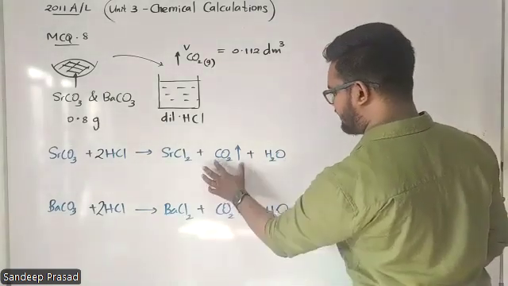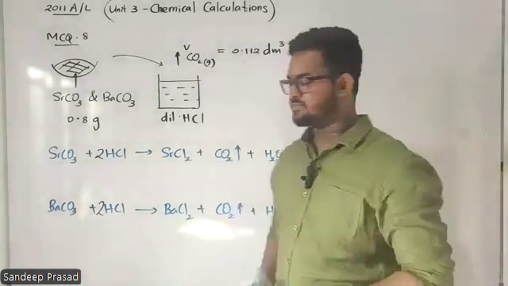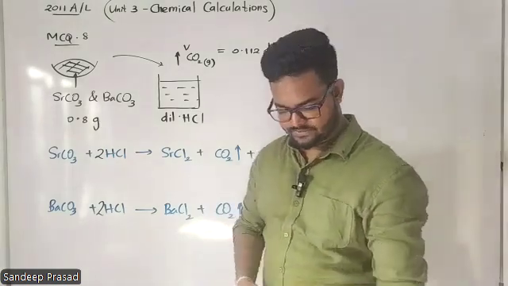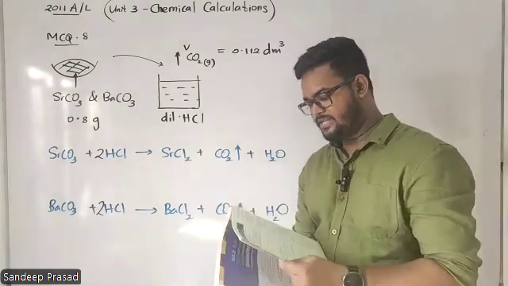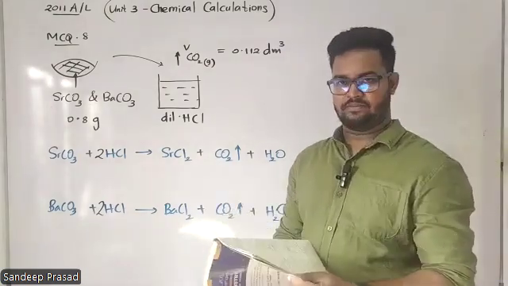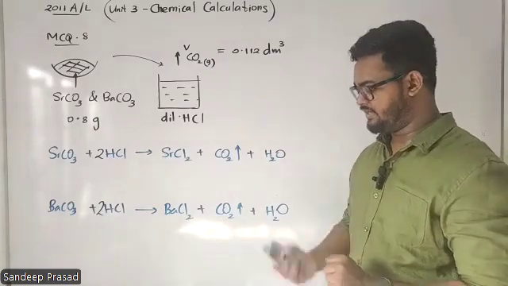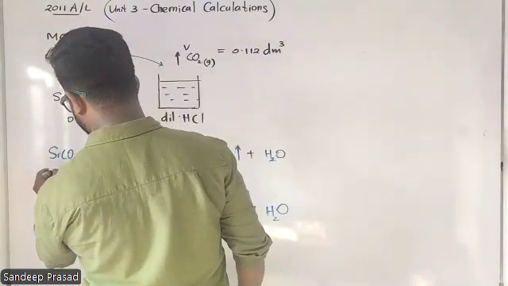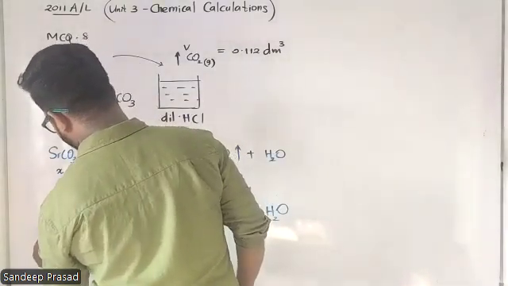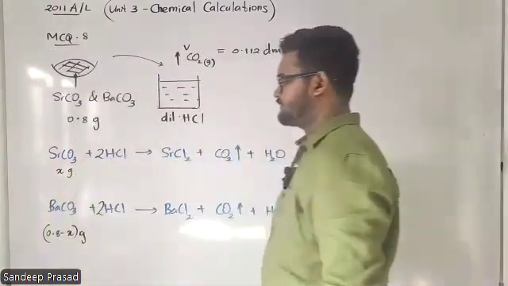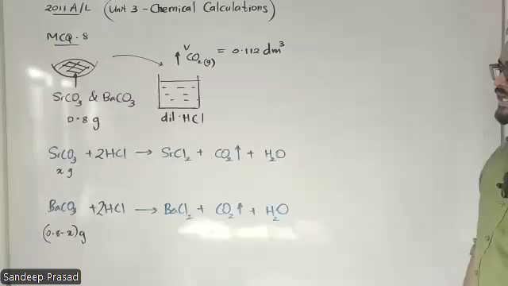Now the total volume of the carbon dioxide they have given is 0.112. And they're asking what is the mass percentage of strontium carbonate. That's what they ask, right? The mass of sample containing only strontium carbonate and barium carbonate. So therefore, students, we can say that only strontium carbonate and barium carbonate are present. So the mass of strontium carbonate, let me take that as X grams. Mass of barium carbonate is 0.8 minus X grams. Let me take it like that.